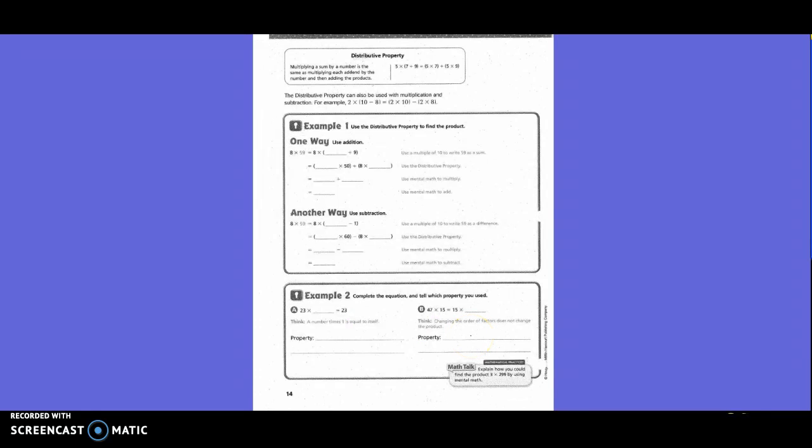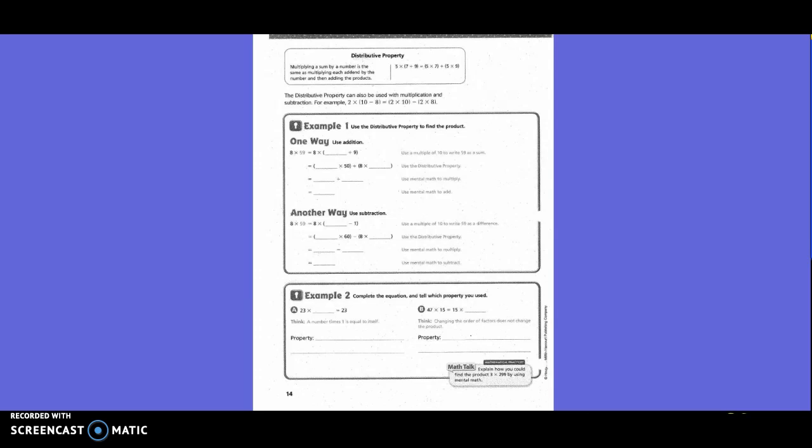So we also have the distributive property, and multiplying the sum by a number is the same as multiplying each addend by the number and then adding the products. So basically, they're saying if you distribute that through and you took 5 times 7, and then you took 5 times 9, you'd still get the same thing as taking 5 times 16. Okay? Does that make sense? So the distributive property can also be used with multiplication and subtraction. So they give you another example of how you can distribute it through. So it doesn't always have to be addition, it can also be subtraction.